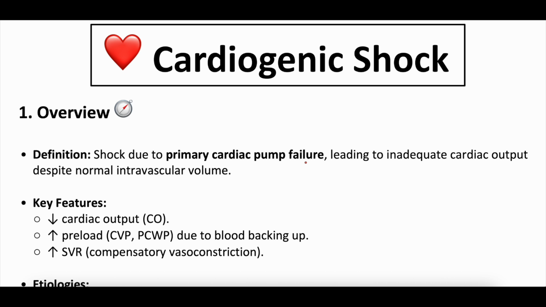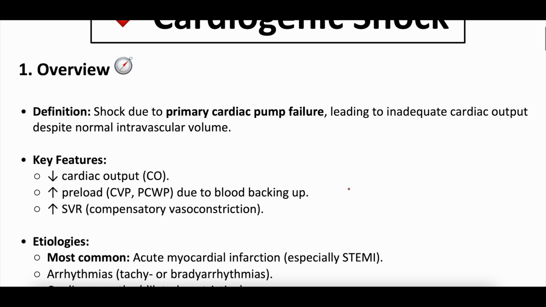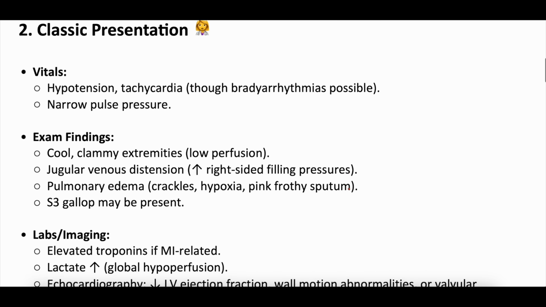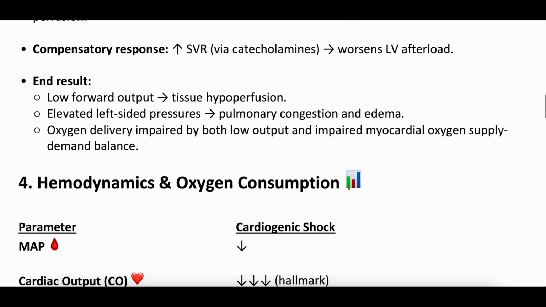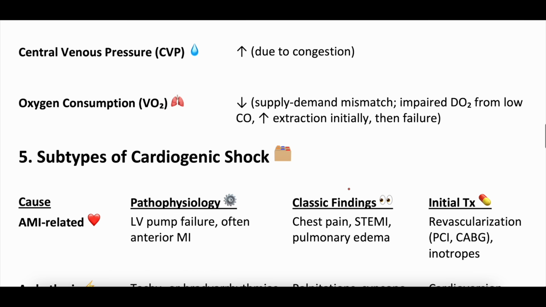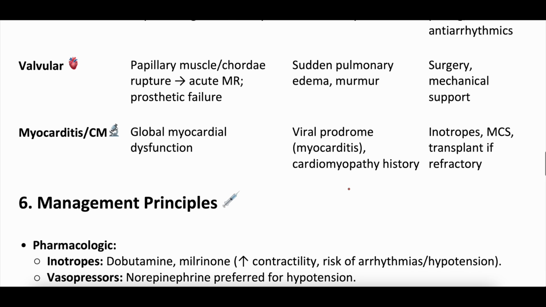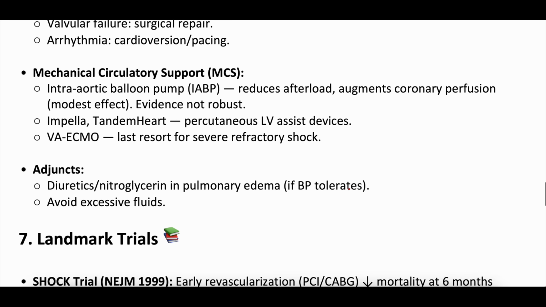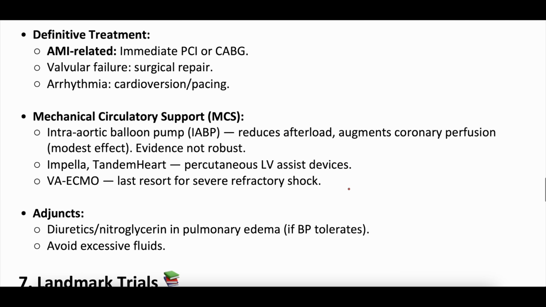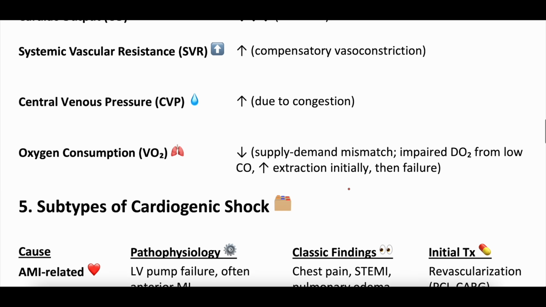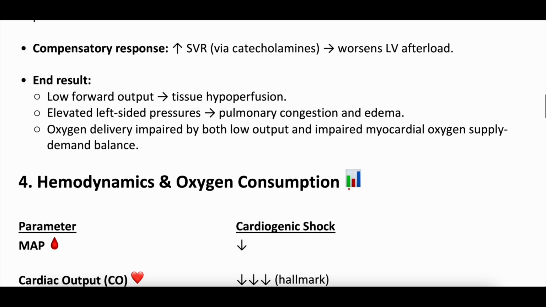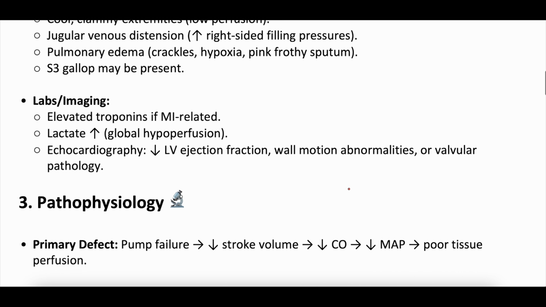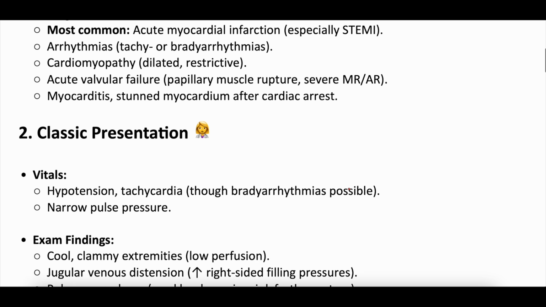We today are going to be diving into another episode in our shock series, this time talking about cardiogenic shock. So in this episode, we're going to be going over what cardiogenic shock is, key features, etiologies, classic presentation, pathophysiology, hemodynamics, oxygen consumption, some subtypes of cardiogenic shock, management principles, then we'll get into a couple landmark trials and then practice questions. So hopefully this will be a nice introduction or the fundamentals of cardiogenic shock, and hopefully you can all take something from it.